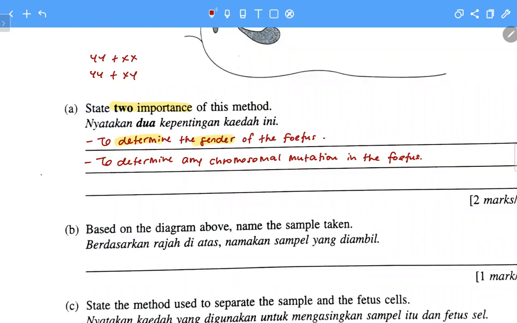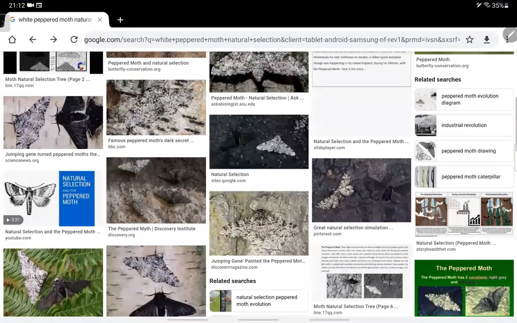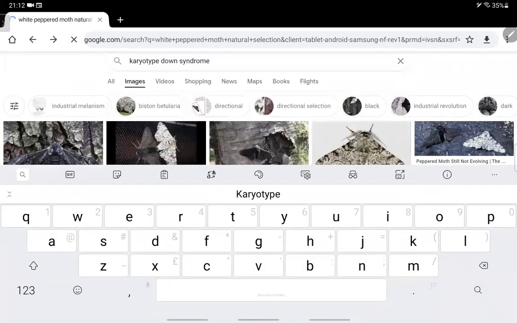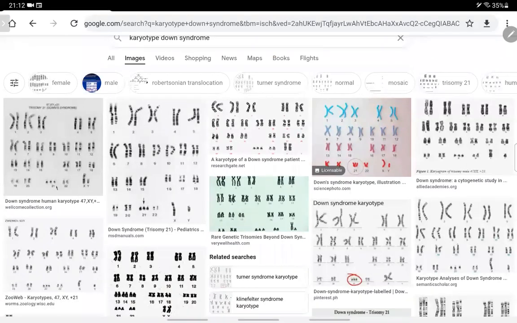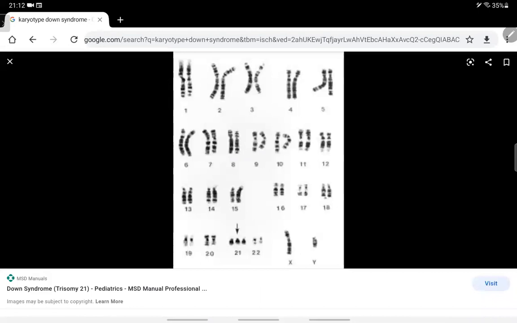So maybe, for example, if I see the karyotype of this couple's fetus, okay? I'm going to show you how it looks. Karyotype of Down syndrome, for example, okay? What you will often see inside your exam paper, like an SPM, is that sometimes they may give you this kind of karyotype. It's quite blurred, this one. Let me change to another one.